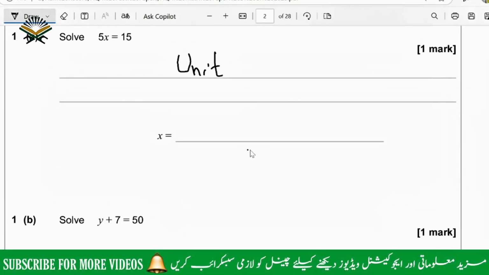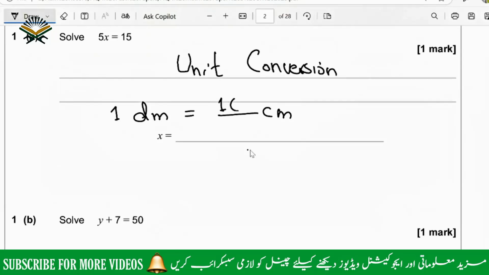Conversion. Okay, so Shiv, tell me, 1 decimeter is equal to how many centimeters? 1000? 1 decimeter is equal to 1000 centimeters? No, you are wrong. No, 10 centimeters. Yes, now you are right. So in 1 decimeter there are 10 centimeters.